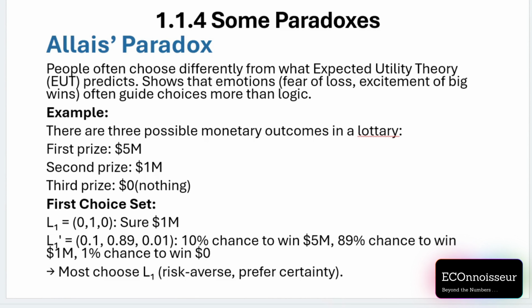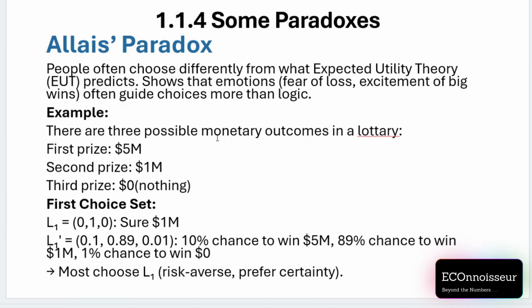Now we are moving to some paradoxes. And the first paradox here is the Allais paradox. The Allais paradox states that the fear of loss, excitement of big wins, and such emotions often guide choices more than logic. So we can see an example here.